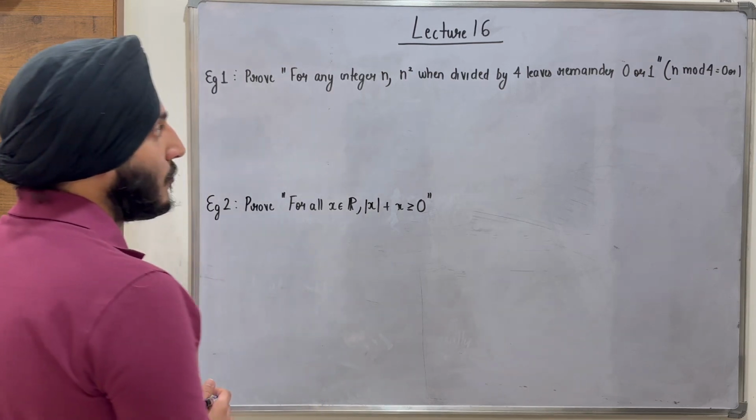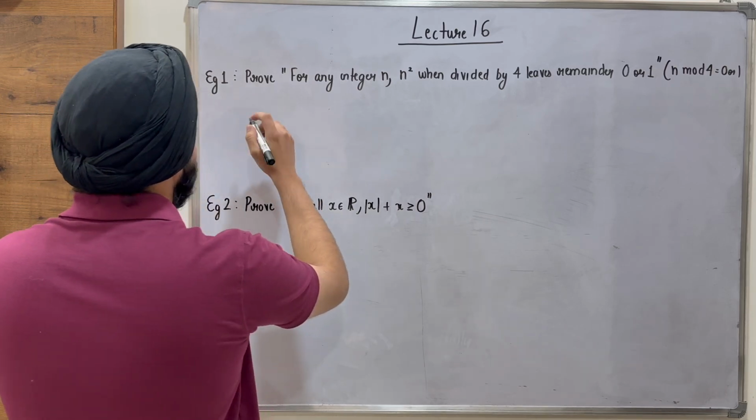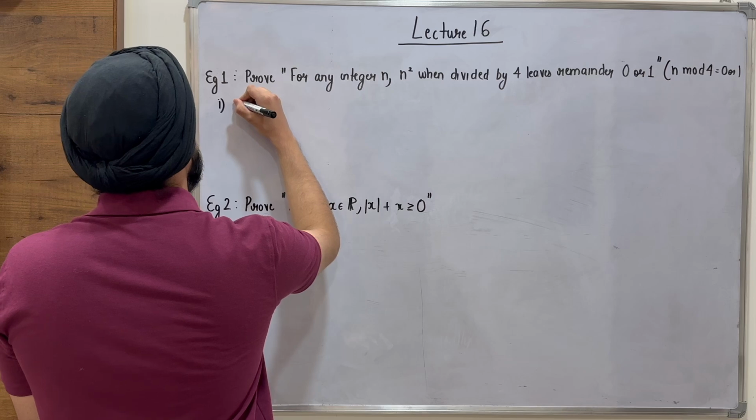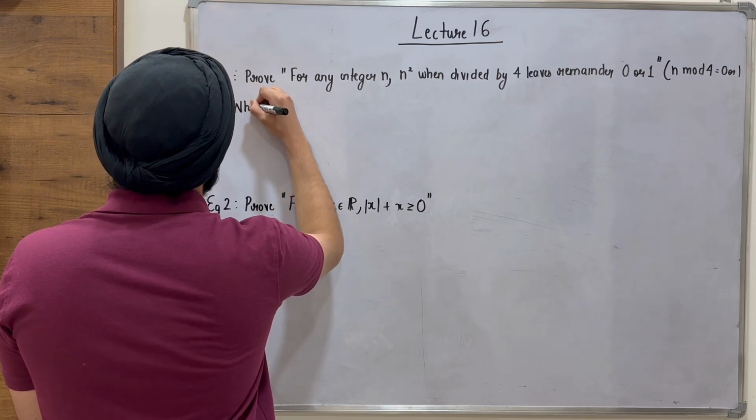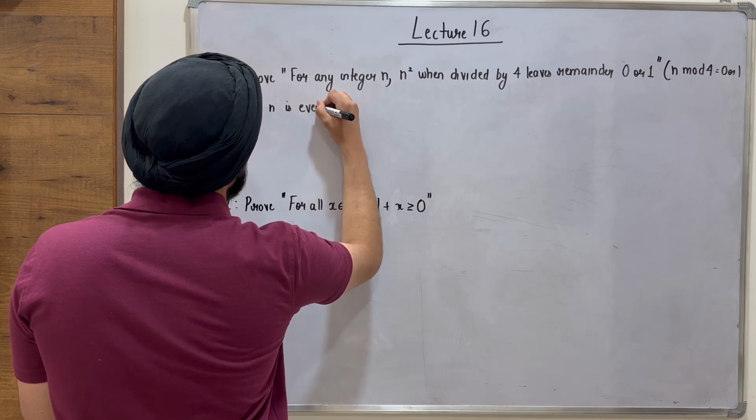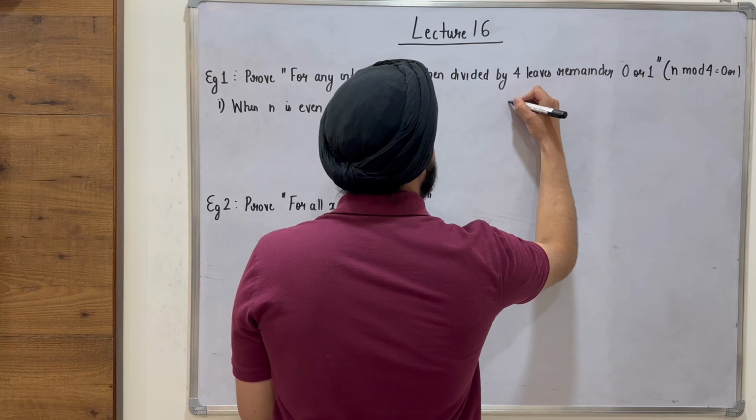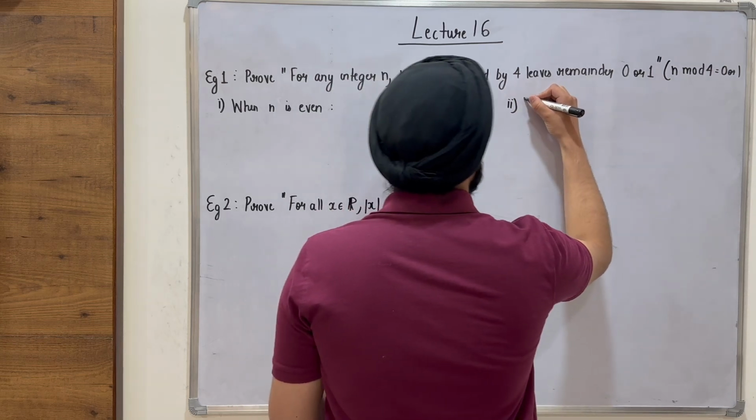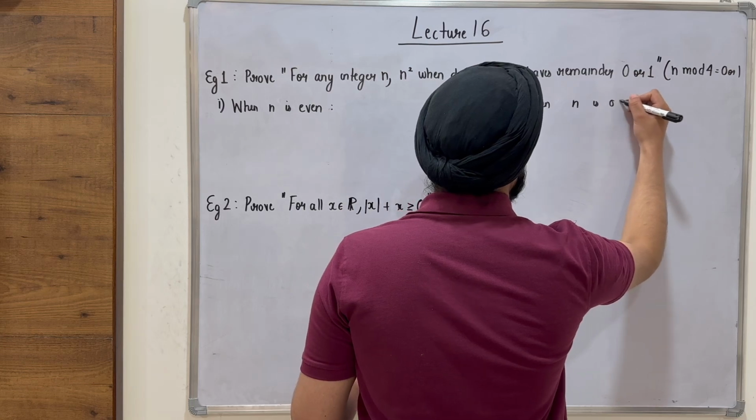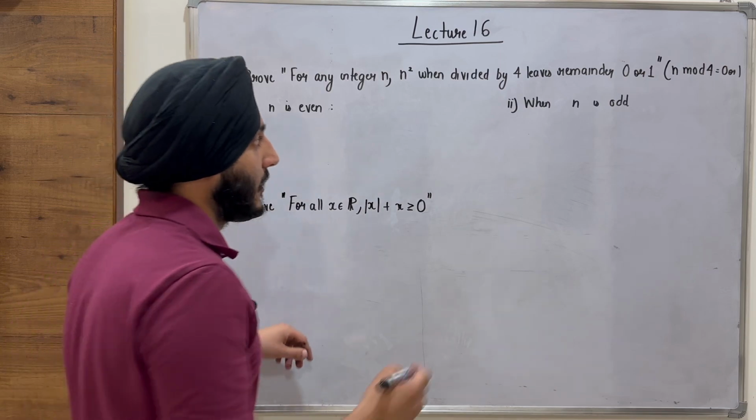So first thing, I need to identify different cases. So I'm going to write down the different cases. One, which is when n is even. And the second case, I'm writing it down over here, is when n is odd. So let's try to simultaneously solve both these parts, right?